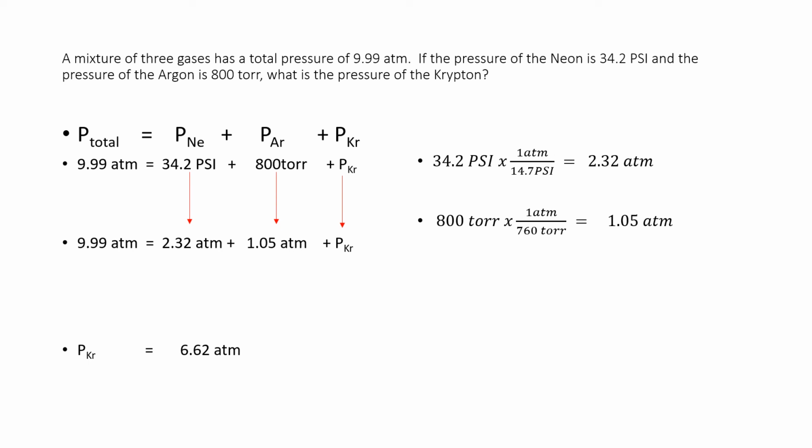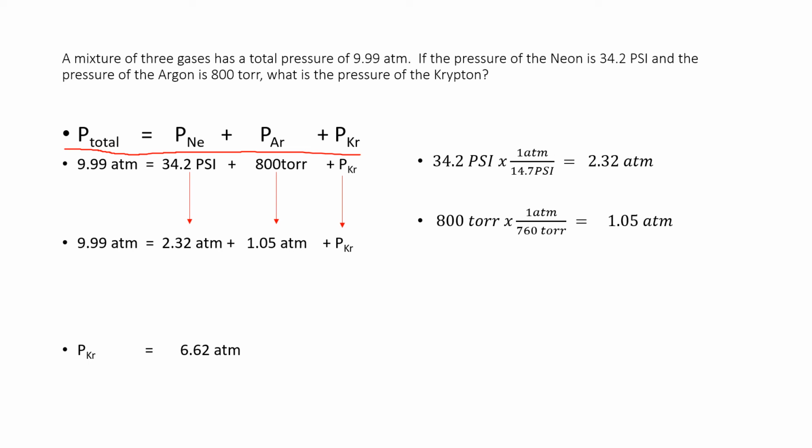So I'm just going to put this in terms of our Dalton's law of partial pressures equation. The total pressure is going to equal the sum of the parts. In this case, the pressure of the neon, the pressure of the argon, and the pressure of the krypton. Next thing I'm going to do is pull things from the word problem and get them into the equation. Pressure of the neon, 34.2 psi. Pressure of the argon, 800 torr. Pressure of the krypton, what we're looking for.